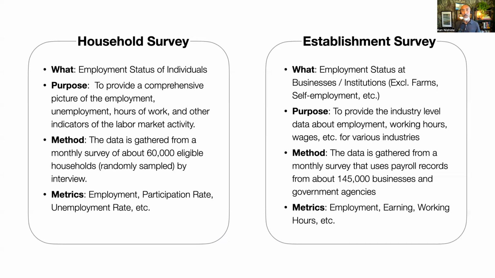And then the right-hand side, they actually take the payroll data or salary information from the organizations, because the organizations have to report that type of information to the government anyway. So they get those data, and based on that, they come up with employment numbers, earnings, working hours and so on. That means on the left-hand side, household survey, any metrics coming out of that are at the individual level. And on the right-hand side, any metrics coming out of that focus on the company level.